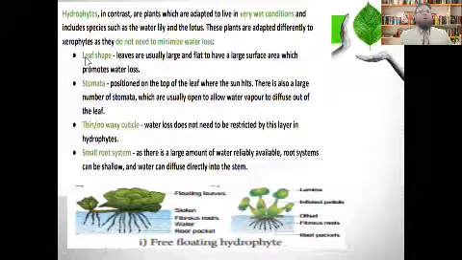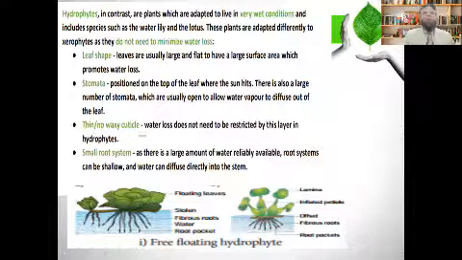So, leaf shape. The first adaptation is in the leaf shape: leaves are usually large and flat to have a large surface area, which promotes water loss. The second adaptation is the stomata, positioned on the top of the leaf, because the bottom part is deep in the water, so the top part is exposed to the air. So the stomata, which are the openings, can easily exchange gases, and they can also transpire water.